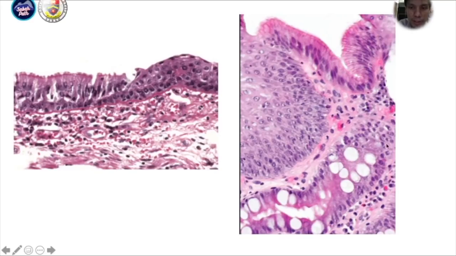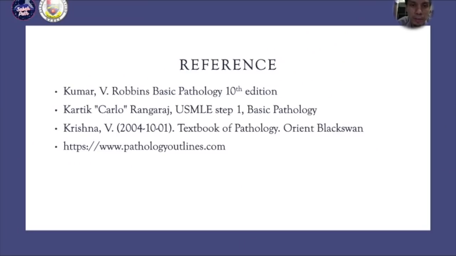Down here, you can see this is a glandular structure with goblet cells. So this, we can call intestinal metaplasia. Intestinal metaplasia in the gastroesophageal junction occurs in Barrett esophagus. So Barrett esophagus, if left untreated, can lead to malignant transformation.